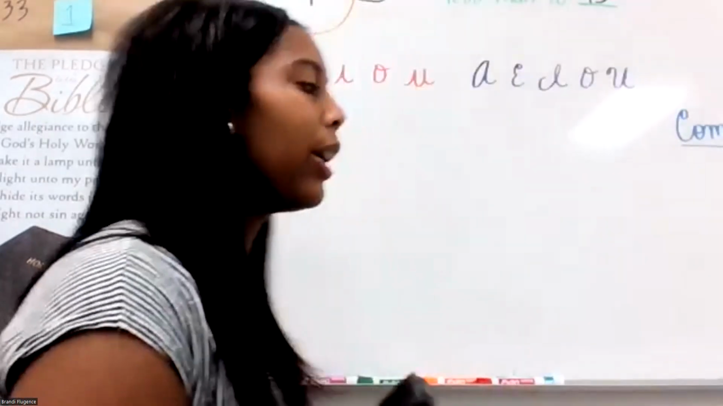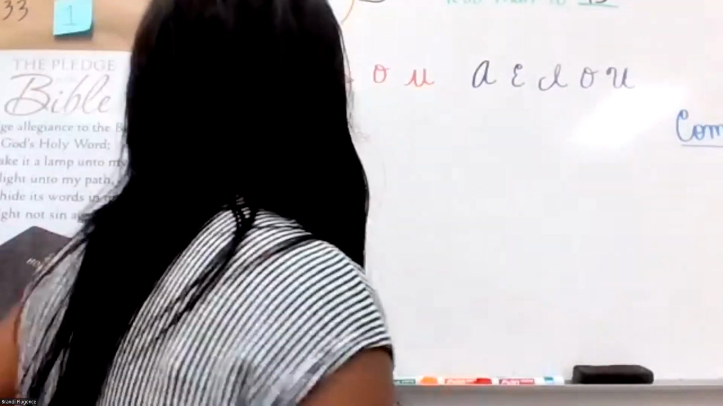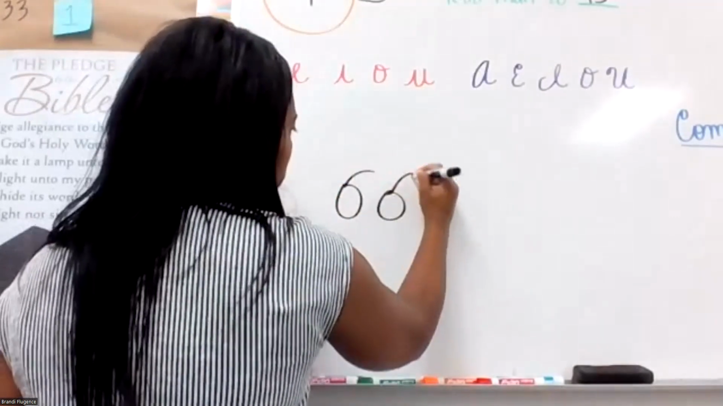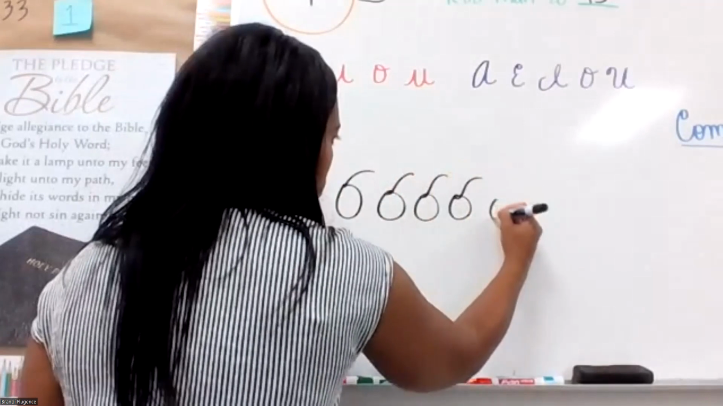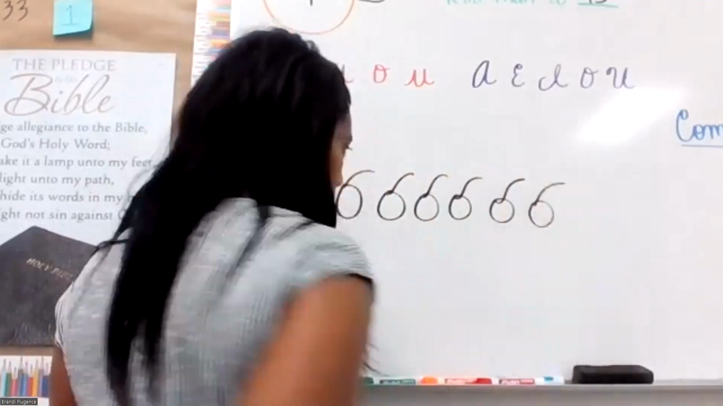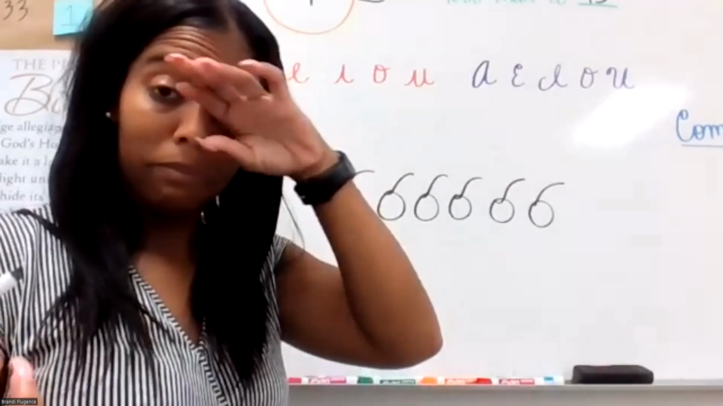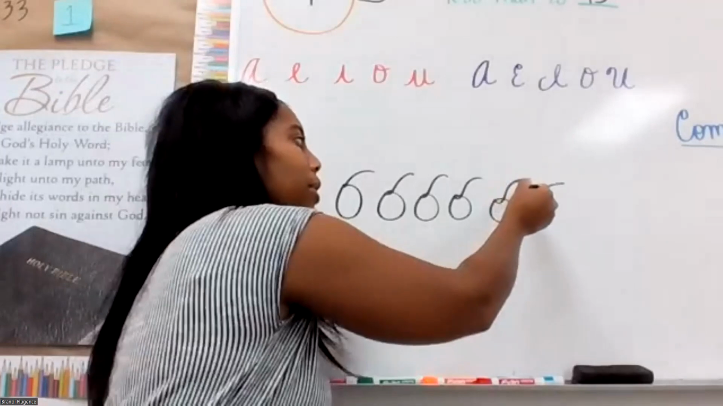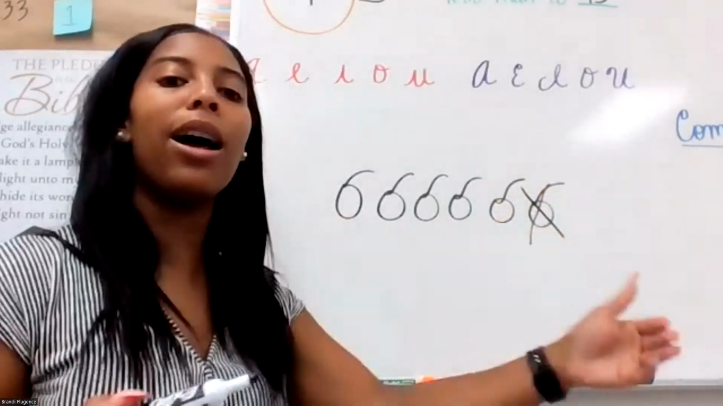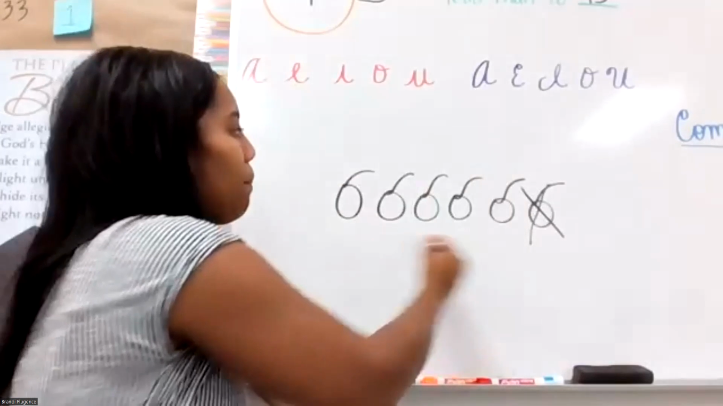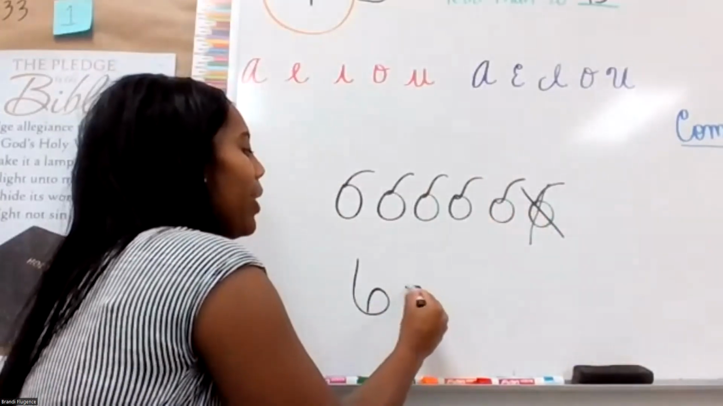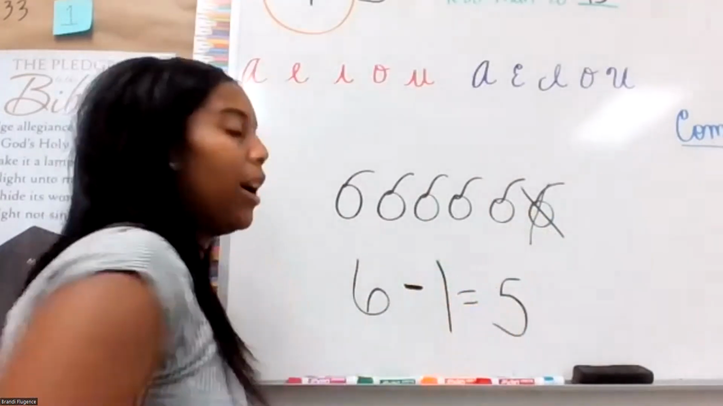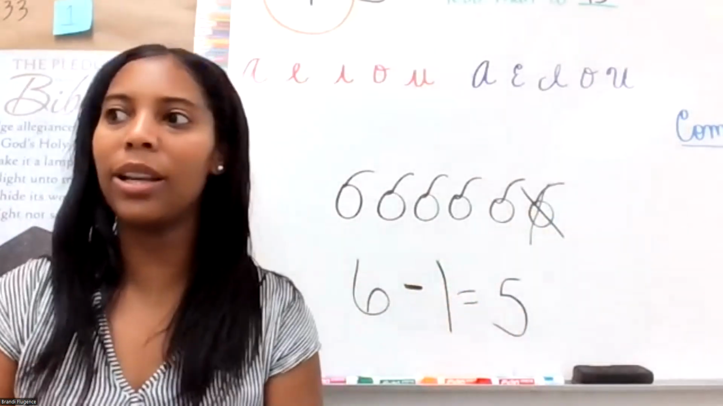Okay, so let's do it again. I picked 6 apples. I ate 1 apple. How would I show I ate 1 apple? X it out. I'm showing that I got rid of it. I lost it. So I had how many to start with? 6 minus, because I'm losing, how many? 1 equals 5 left. Do y'all see what I'm saying?